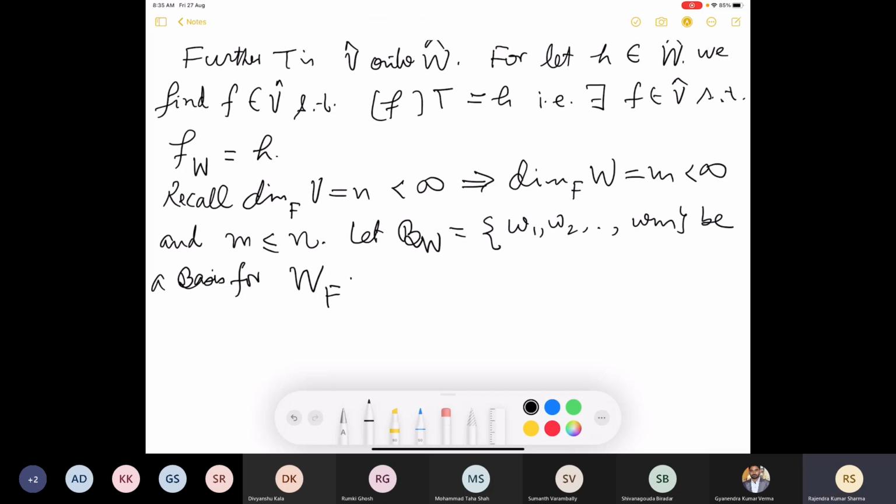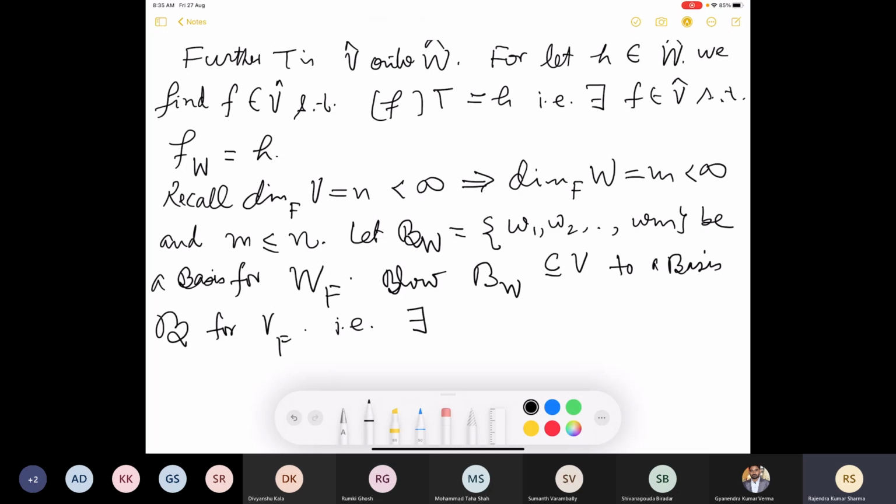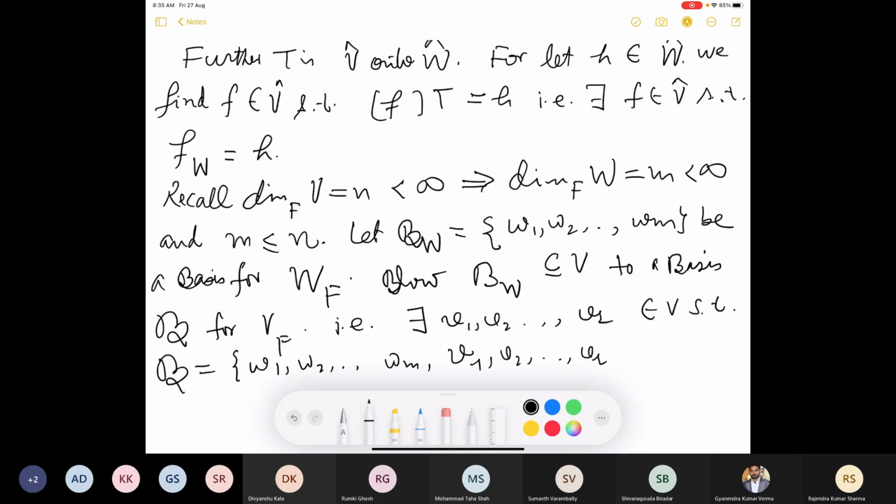Now we know that we can blow up this B_W, a set of linearly independent vectors in V, so that we get a basis for V over F. Now blow up this B_W, a subset of V over F, to a basis B for V over F. That is, there exist vectors v1, v2, up to vr in V such that w1, w2, up to wm together with v1, v2, up to vr is a basis for V over F. Naturally, this n becomes m plus r.